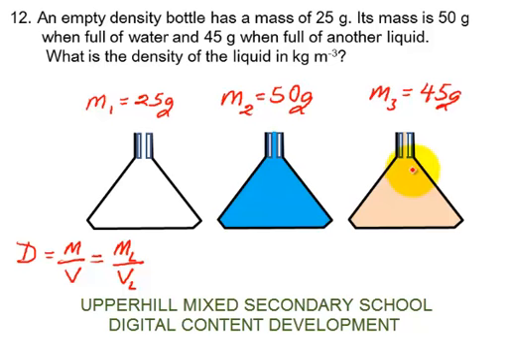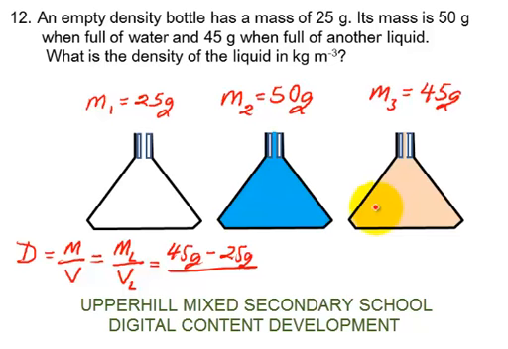It's simple to see how we can get the mass of this liquid. M3 is the mass of the bottle and the liquid. If we subtract the mass of the bottle from this value, then we can get the mass of this liquid. So the mass of that liquid will be 45 grams, which is M3 minus M1. So 45 grams minus 25 grams. The challenge here is to get the volume of this liquid. How do we do that?